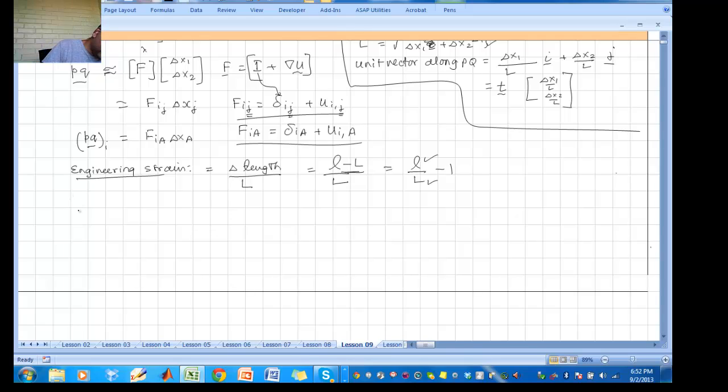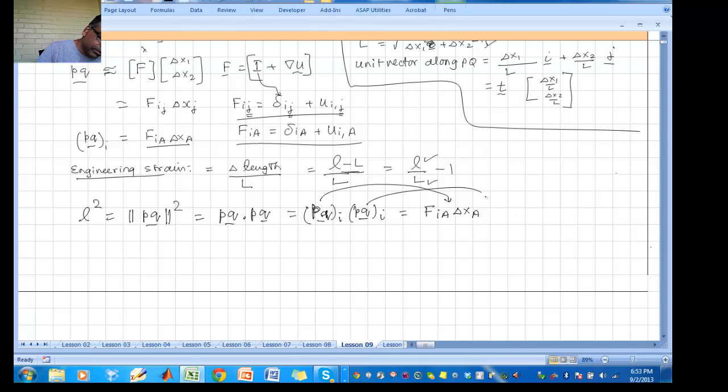And it turns out it's easier to calculate little l squared, because that is the magnitude of the vector PQ squared, which is PQ dotted with PQ. Now that we know index notation, it's PQi, PQi, right? That's easy. I know I have PQi here. And remember, I am not going to repeat the A index again. You remember our rule in class recently. So this is FiA delta XA, and this one will be FiB delta XB, which is FiA FiB delta XA delta XB.